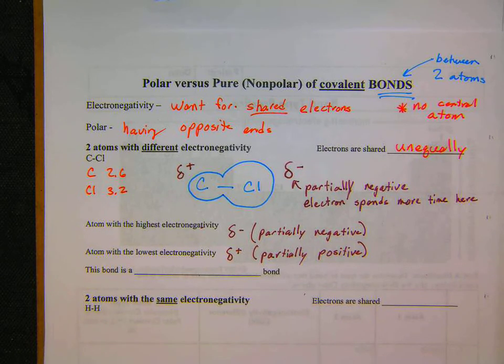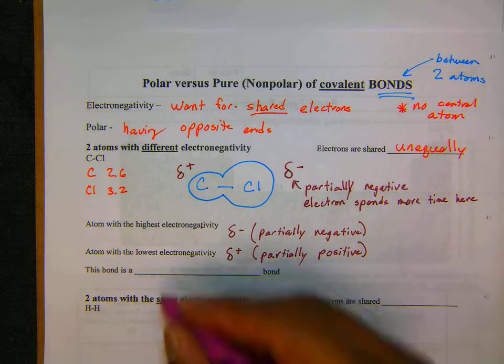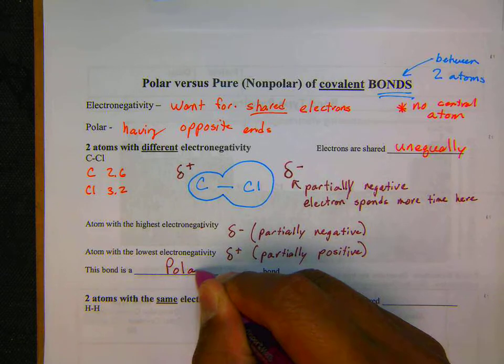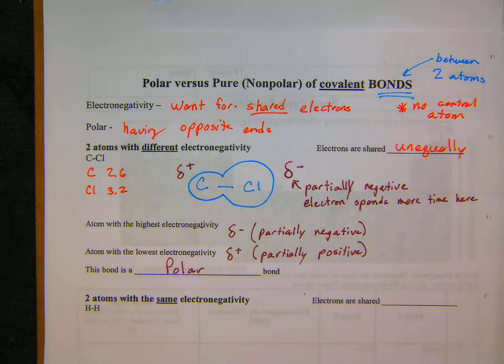All right. Would you say this is pure or polar? This is definitely polar. All right. Any questions on if they have two different electronegativities?